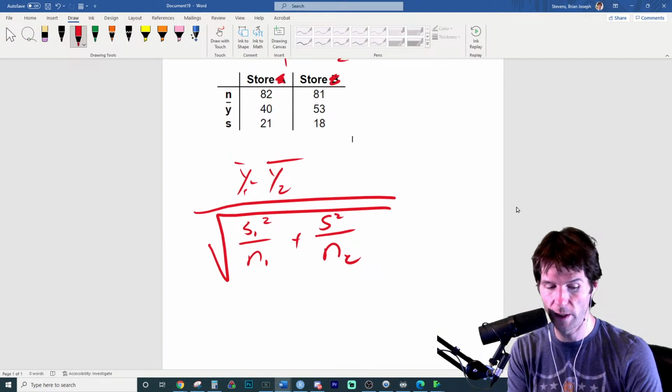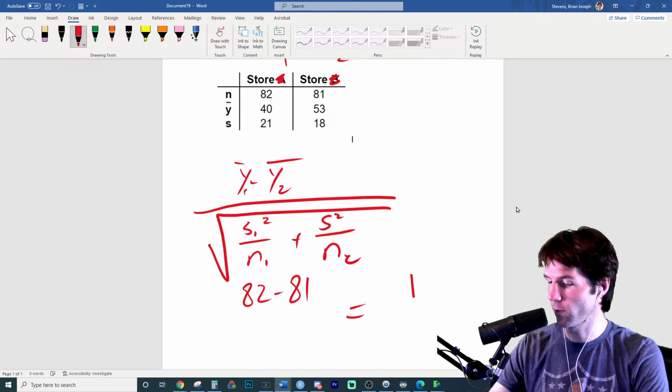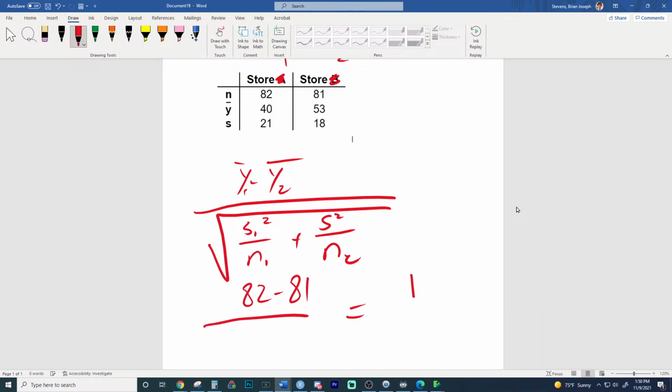The difference between the two means is going to be 82 minus 81. That is equal to 1. And then the bottom of the equation is the longer part. It's going to be a lot of fun solving this.